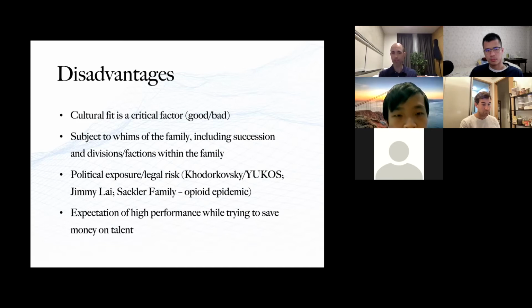There's also a lot of potential political risk, or legal risk, related to some families. I'll provide a few examples here. Jimmy Lai is a well-known media mogul in Hong Kong. He's gotten himself in trouble with the new national security law in Hong Kong. And also one of my clients, a gentleman named Mikhail Khodorkovsky, a Russian who was the owner of Yukos Oil Company in the early to mid 2000s.